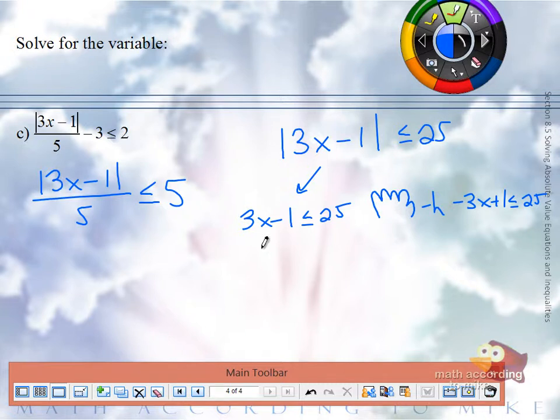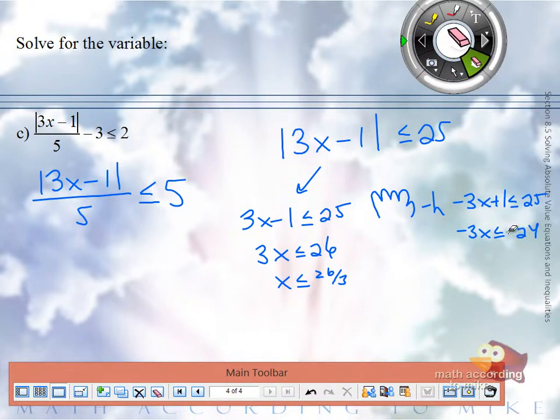Solve each individual inequality. We'll add 1, divide by 3. We'll subtract 1, divide by negative 3.